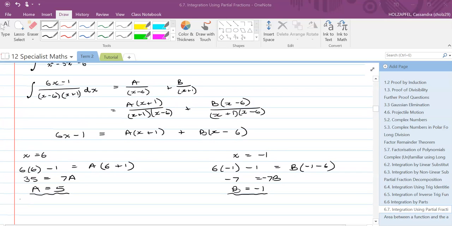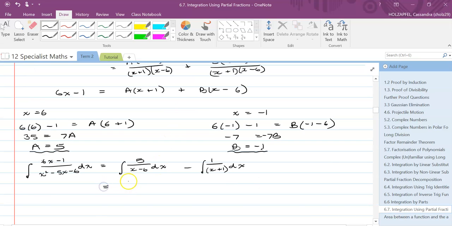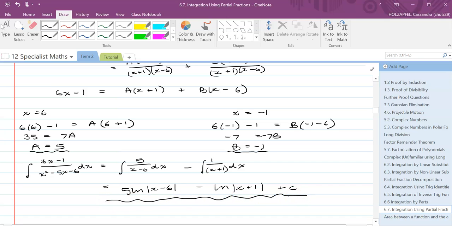So if we just scroll up now, what we can do is we can substitute 5 into this value here and -1 into this value here. So let's rewrite that. So let's go ahead and finish this off now. So the integral of 5 over x take 6 dx is going to be 5 ln, I always do that, it needs to be the absolute brackets. We can't have a negative value for a log. So this is going to be minus ln x plus 1 plus c. And there we go. So that is going to be our solution.